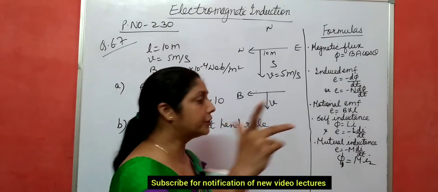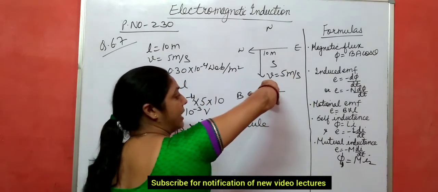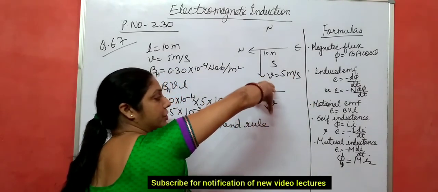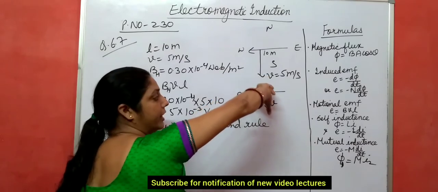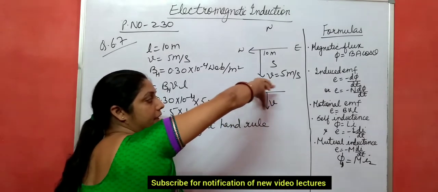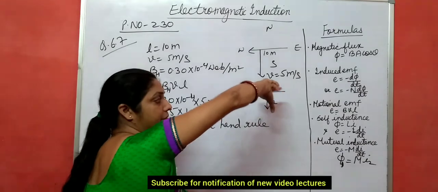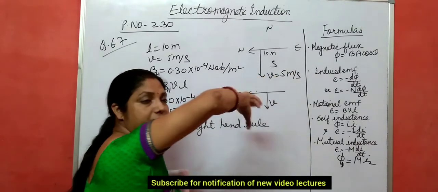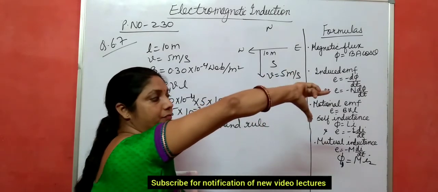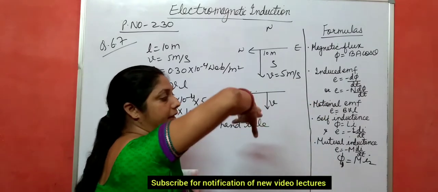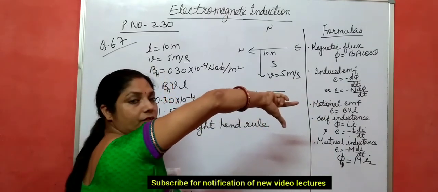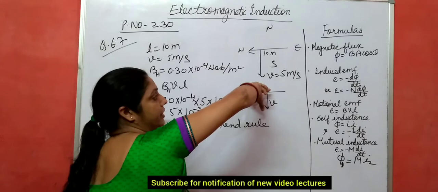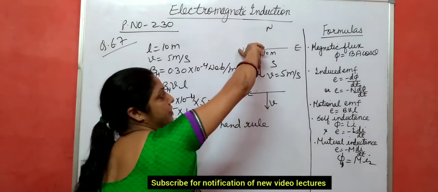The forefinger is in the direction of magnetic field. The thumb is in the direction of motion of the wire. Then the middle finger gives the direction of induced EMF. So what is the direction of induced EMF? Thumb this side, magnetic field this side, this one. Okay, so the direction of induced EMF is from west.